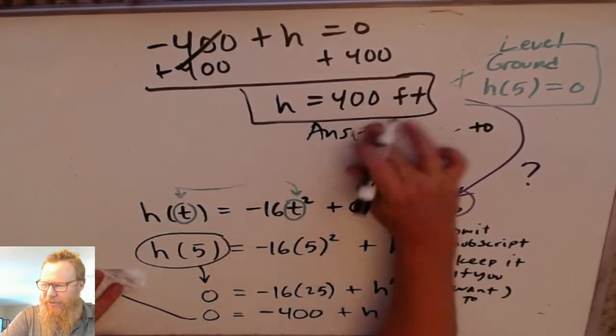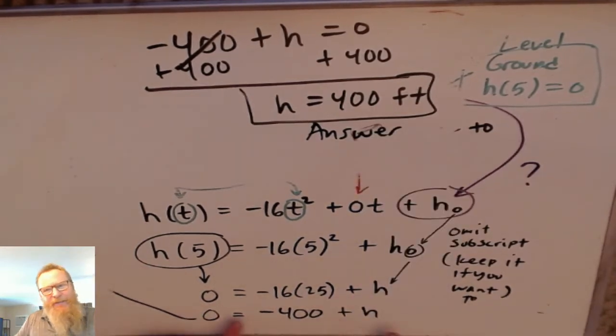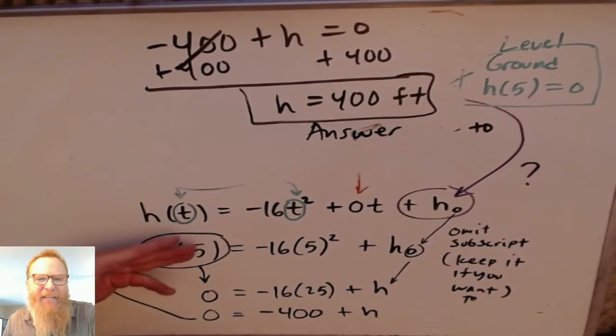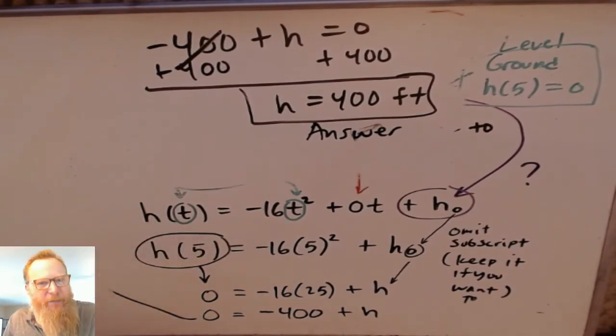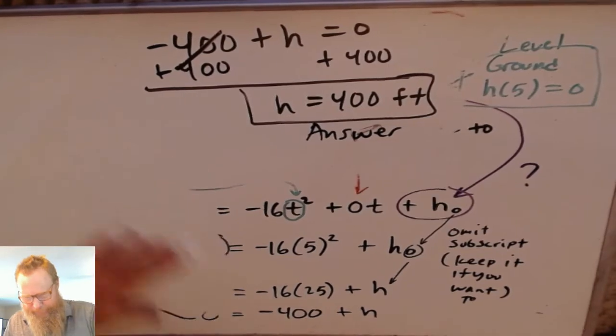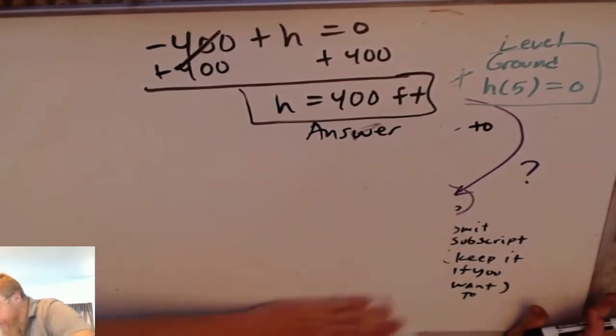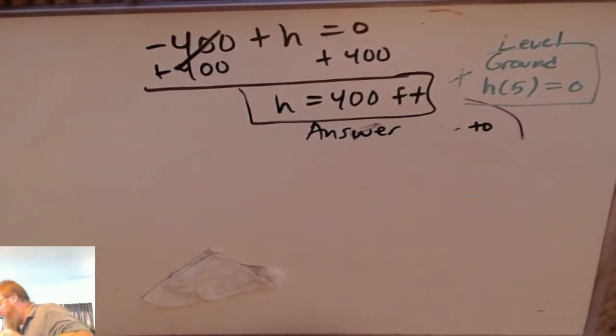Notice I didn't need to use the square root button this time because this is a linear equation now, so I just got 400 feet. So it takes 5 seconds for a rock to fall 400 feet. Interesting side note while I'm getting ready for the next problem.